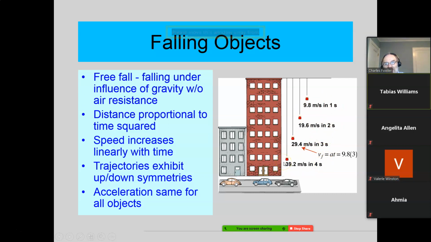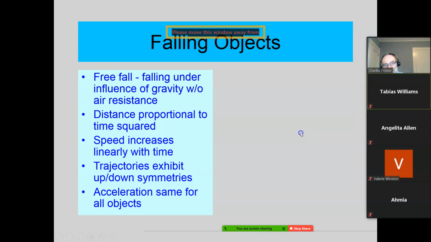Varies directly, linearly with time. The trajectories exhibit up and down symmetries. If you were to throw a ball upward from the street here at whatever its maximum speed is, 40, 45, 50 miles an hour, then it would be at this point in 1 second, that point in 2 seconds, that point in 3 seconds. It would be at that speed, that speed at those times. It would be at this distance in those times.